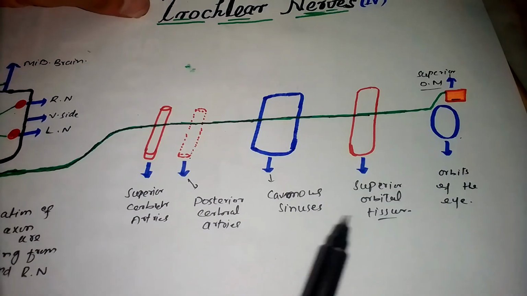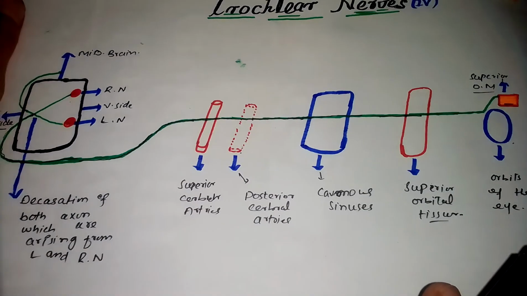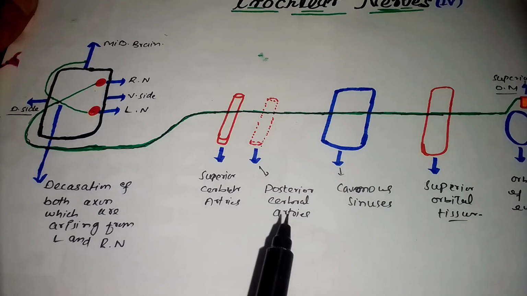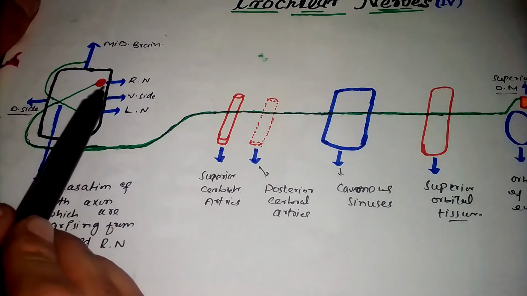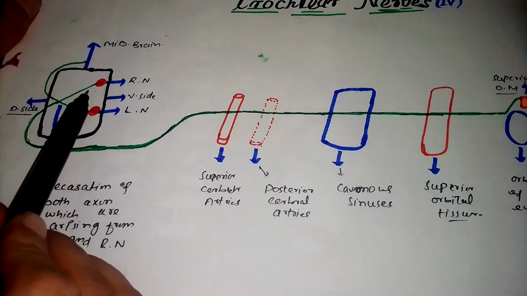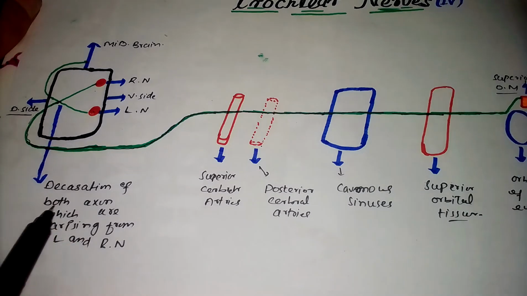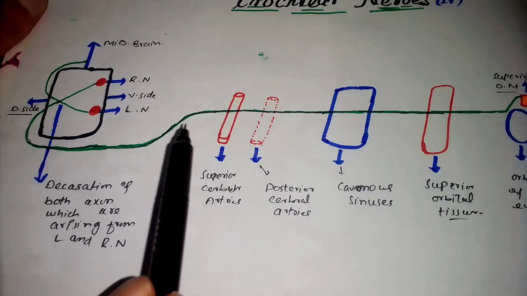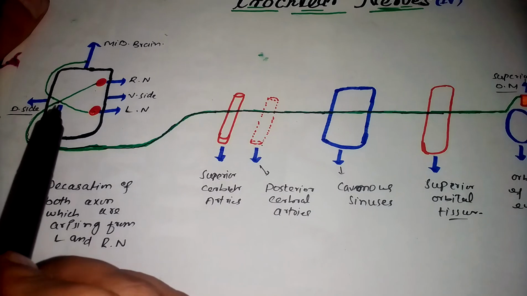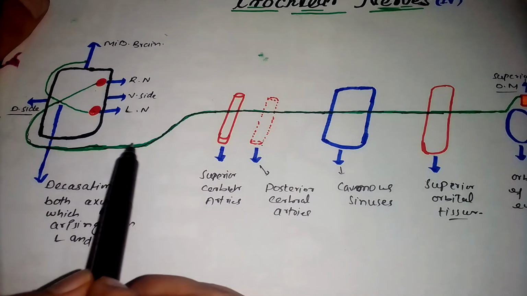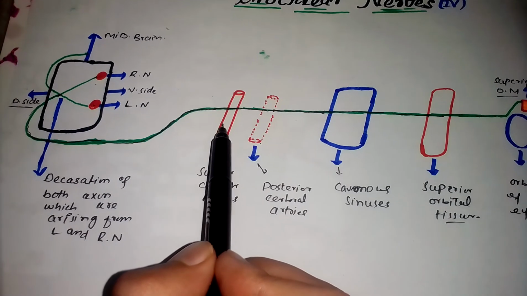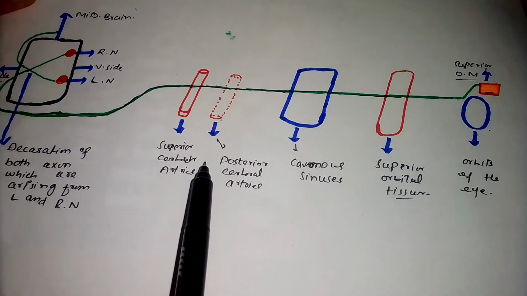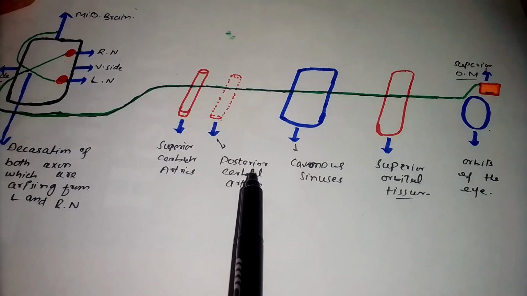Okay, so this is the diagrammatic explanation of the trochlear nerve, the fourth cranial nerve. They originate in the midbrain and decussation occurs. After this they will move toward the ventral side. Okay, when the decussation occurs they move toward the dorsal side. After this they will move toward the ventral side. When they move toward the ventral side they pass between two arteries. One is the superior cerebral artery and the other is the posterior cerebral artery.